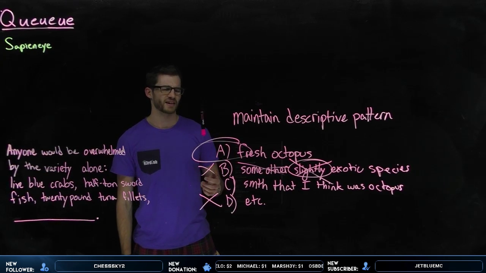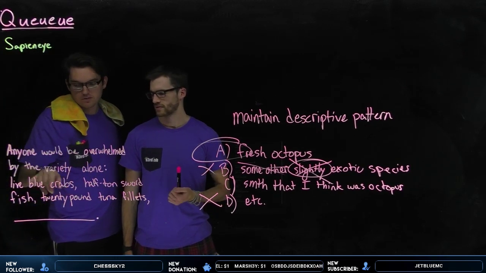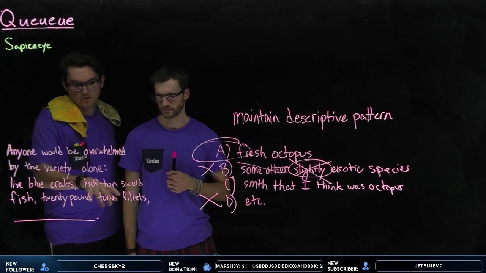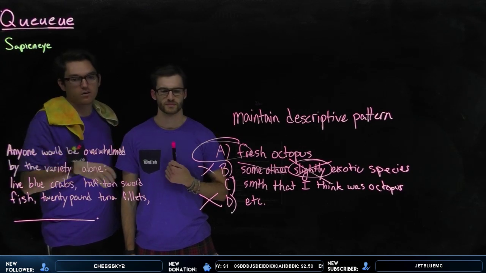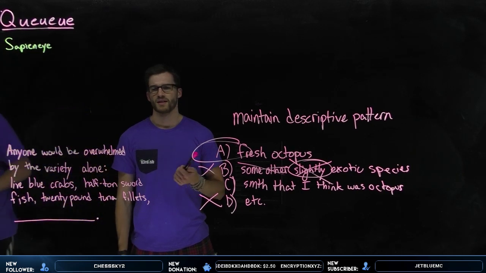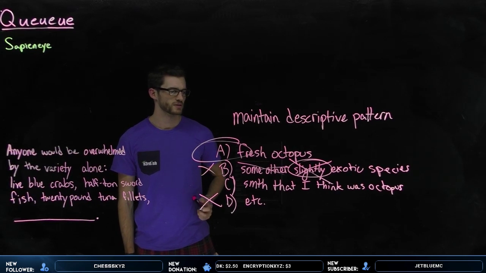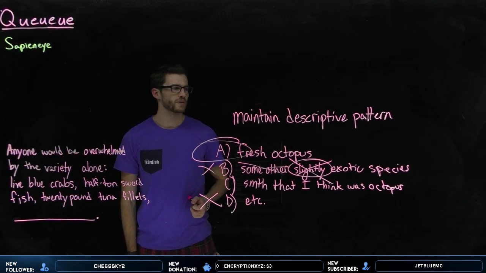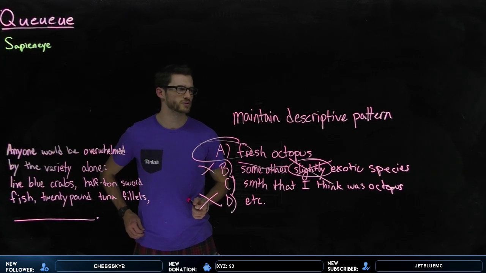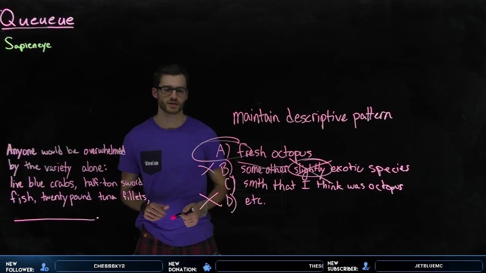I really don't like A. Well, the pattern is just adjective noun. Yeah. Live blue crabs, adjective noun, half-ton swordfish, 20-pound. It's just a description and then a noun. Yeah, I don't like this at all, to be honest. Yeah, the descriptive pattern, I interpreted that as the contextual descriptive part of it, so how it kind of felt, and I like the feel of C.